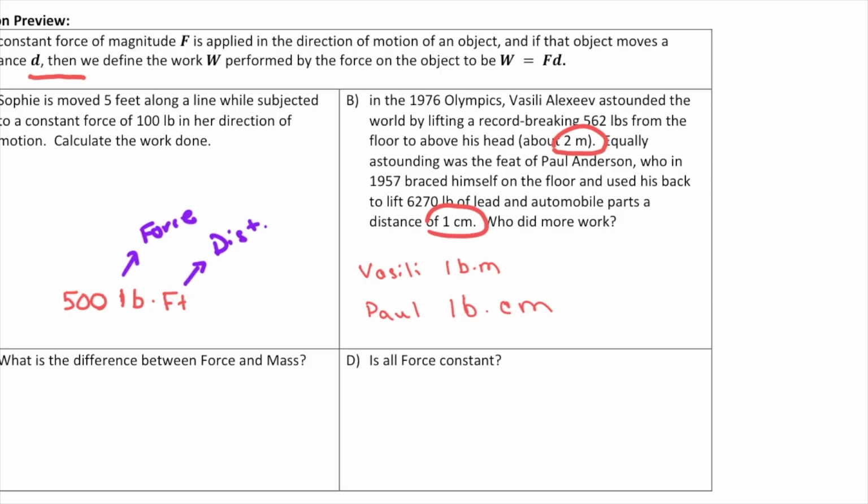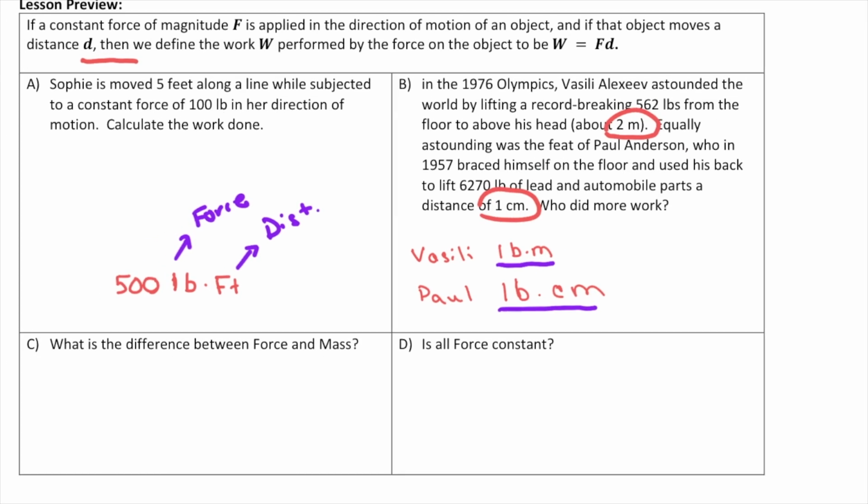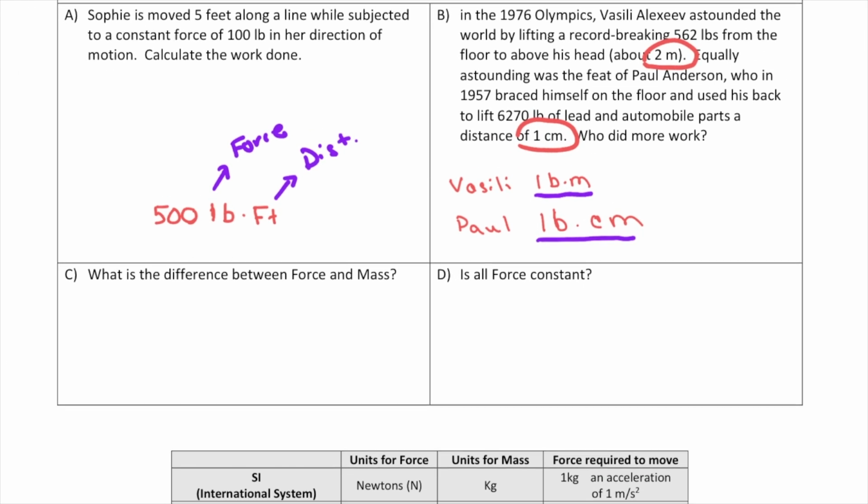This is your British engineering system. Now, when we look at Vasily's problem, your problem was measured in pound-meters. So we've mixed the standard international system with the British system, and that's kind of weird. So for question B, in order to solve this problem, you probably want to make certain that you have found either everything in centimeters or everything in meters. But again, the pound is the measured force.